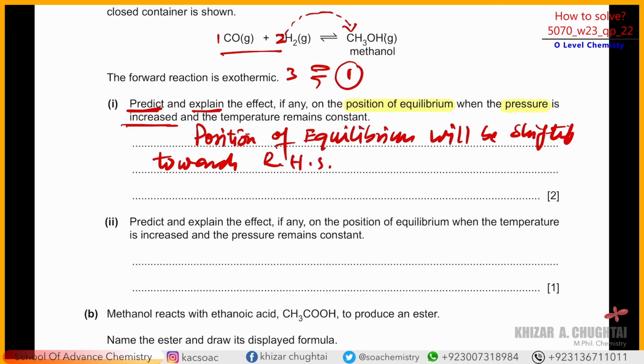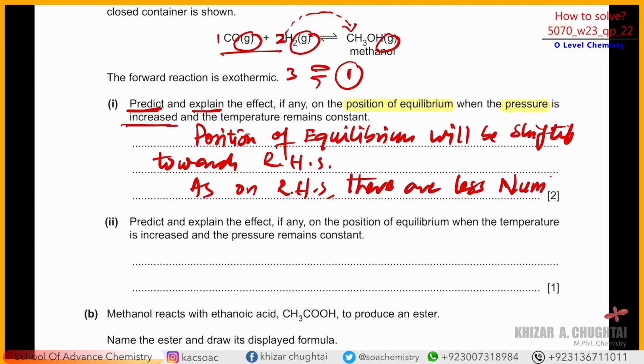Why is this happening? Why is this so? The reason is there are fewer moles on the right hand side, fewer moles of gases. The moles of gases are important, as on the right hand side there are fewer moles of gases.